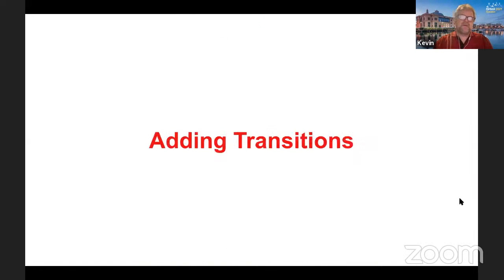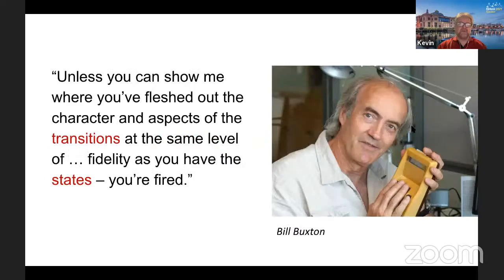But until now, most of what we've talked about have been static things, so that scene, for example, was a static scene. So it's very important to be able to also add transitions to the user interface as you're prototyping. In fact, Bill Buxton said that unless you can show me where you've fleshed out the character and aspects of the transitions at the same level of fidelity as you have the states, then you're fired.